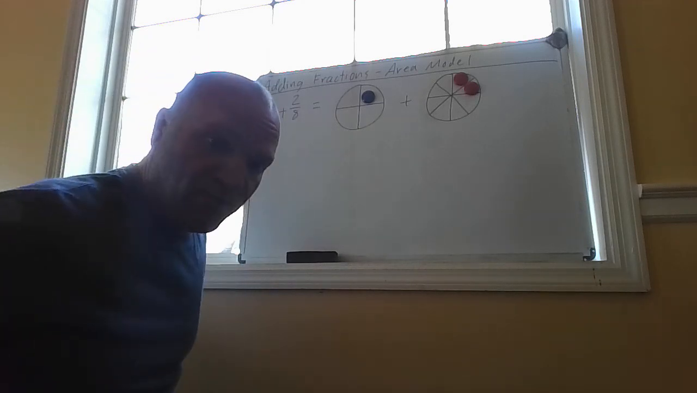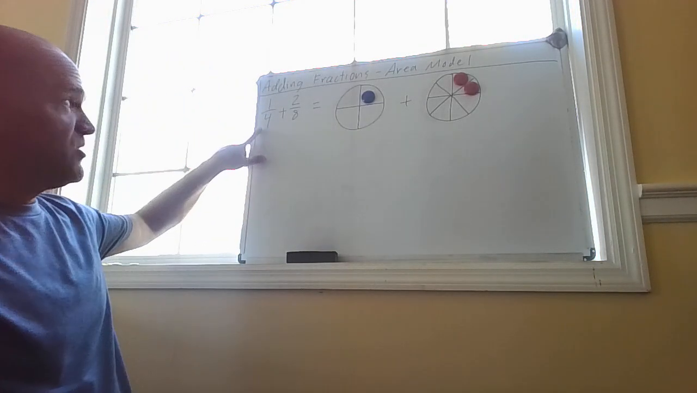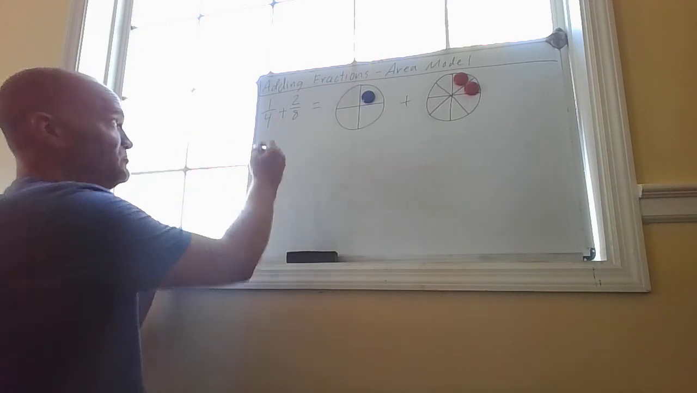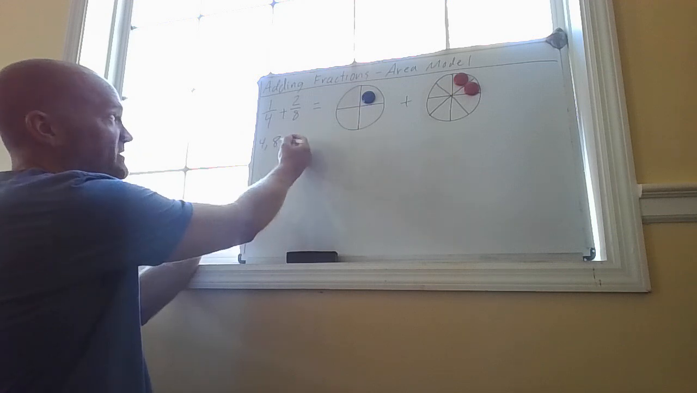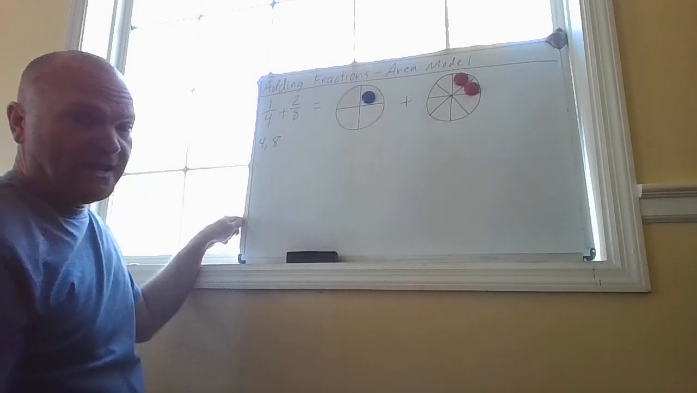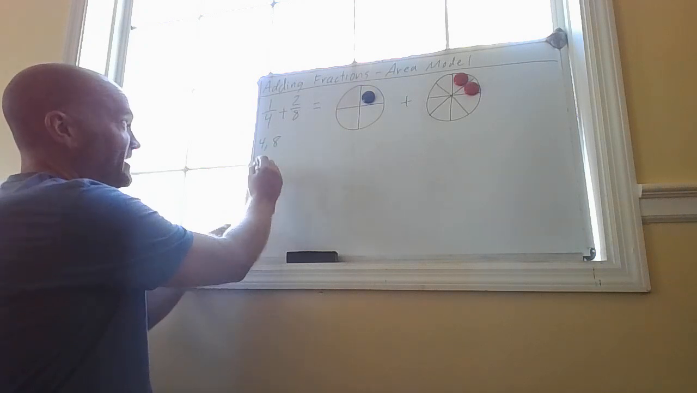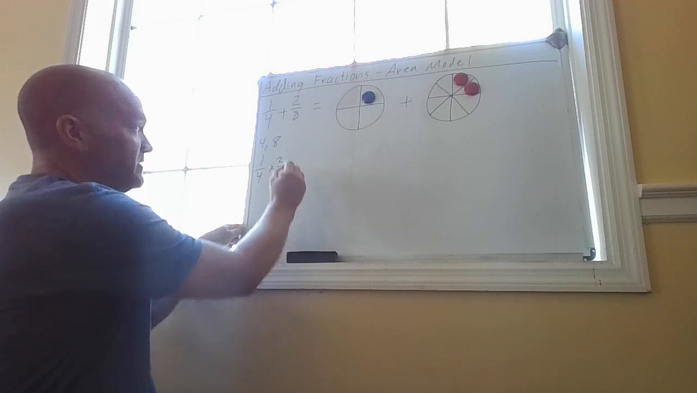Now, in order to solve the problem, I need to first find a common denominator. So I would start with my smaller denominator and work from there. I know the first multiple of 4 is 4. The second multiple of 4 is 8. Well, I can see that with 8 and 8, I have a common denominator. Now, what did I multiply that times? 2. So I need to multiply both the top and the bottom times 2.